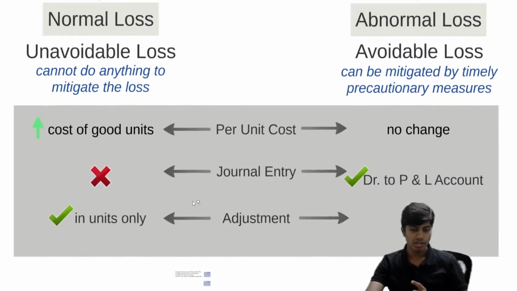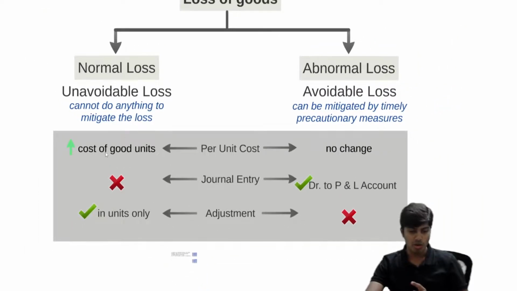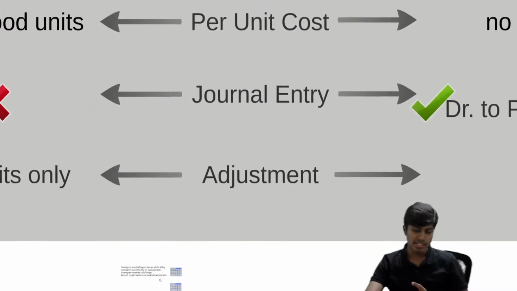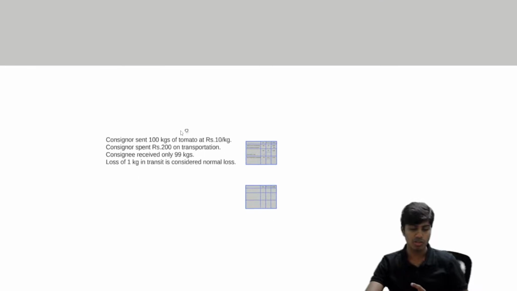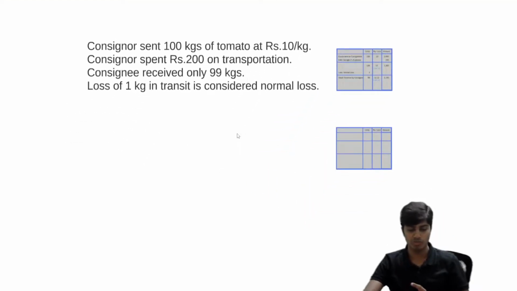Have a look here. I told the same thing. Normal loss will increase the cost per unit. It will increase the cost per good unit. Now, let us see the example with regard to abnormal. Shall we see the example with regard to abnormal loss?